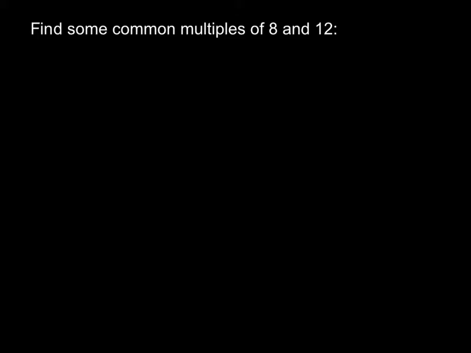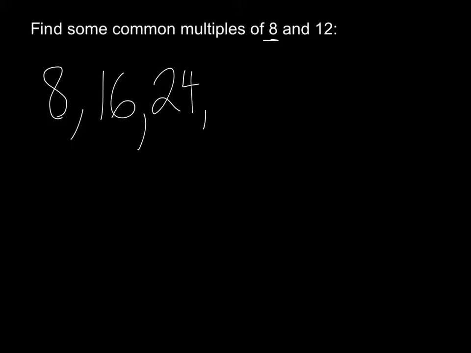So if I start with my 8 here, then I'm going to say if I had one set of 8, I'd have 8. If I had two sets, I'd have 16. If I had three sets, I'd have 24. So as you can see, I'm actually skip counting by 8 because each time I'm adding 8 more. I'm adding another set of 8. So I'm just going to continue my skip counting here.